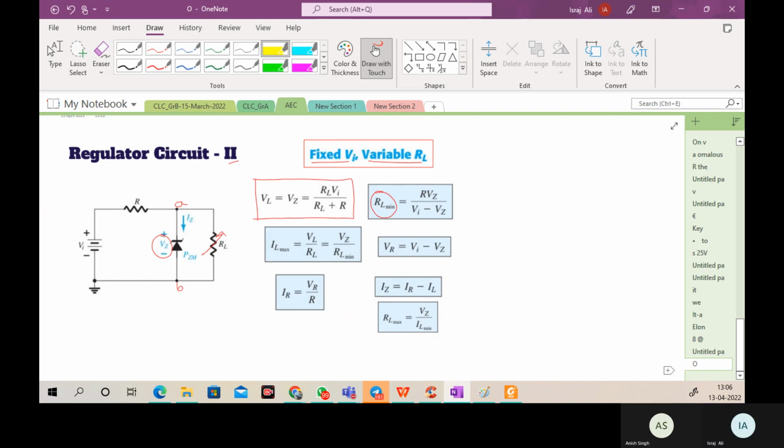Okay. So we are talking about the Zener generator. I'm giving the answer to you. Is the point clear up to this one? Now this is my RL minimum. When RL is minimum, can you please tell me what is the condition of the IL? When RL is minimum, what will be the condition for IL? IL will be maximum. Why?